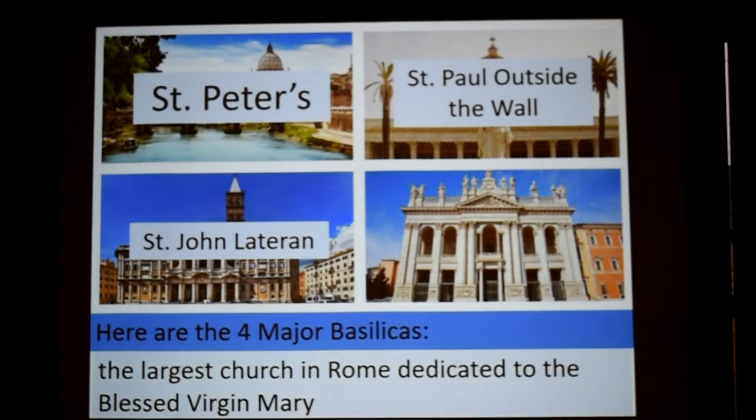And then finally, there is St. Mary Major, which is the oldest and largest church built to honor the Blessed Mother in the city of Rome. It was built in the year 431 after the Council of Ephesus, where the church declared the doctrine of Mary being the Mother of God.